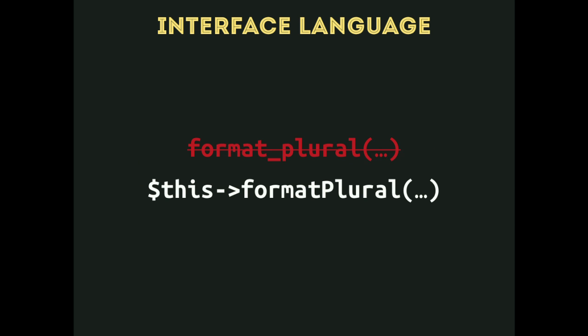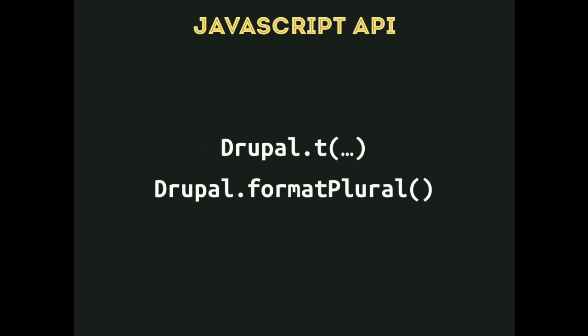Okay. And then format plural, same thing. There's not even a global format plural function anymore, so it's hard to not use something else. The T function is still there globally, but the format plural is removed, so you need to use this->formatPlural, which is also included with the string translation trait. And in JavaScript, not much change. Drupal.t, Drupal.formatPlural. This didn't change much.